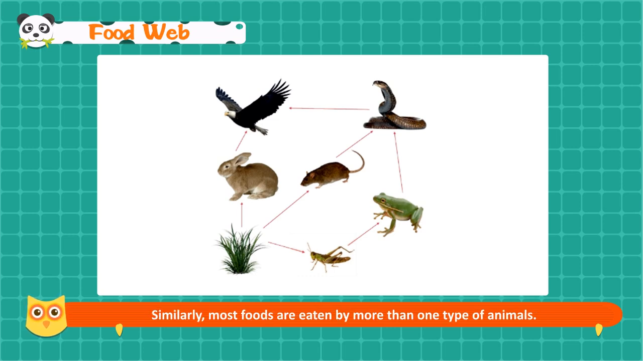For example, grass is not eaten only by deer, but also by cows, buffaloes, and horses. Thus, many interconnected food chains exist in a community. The network of interconnected food chains is called a food web.